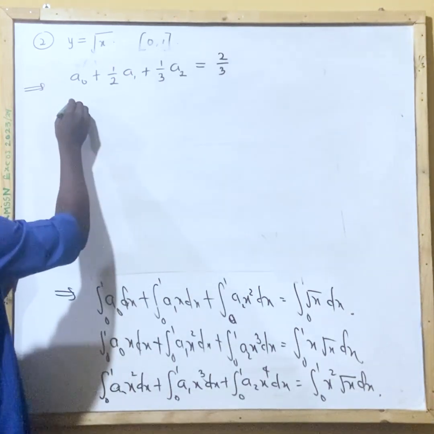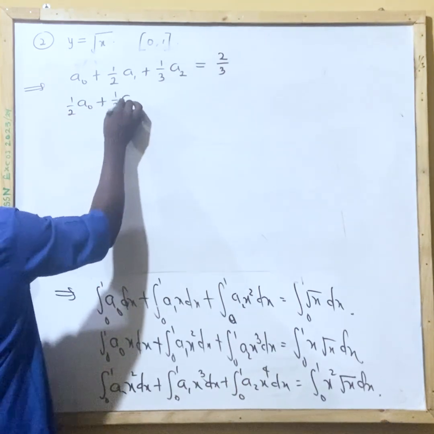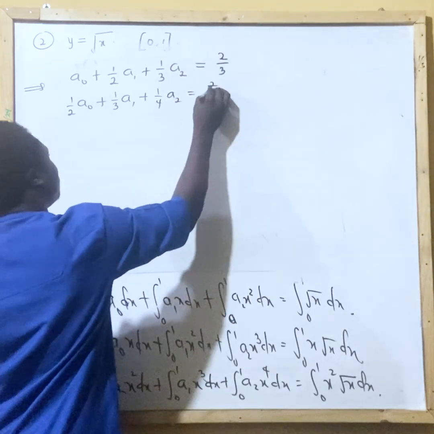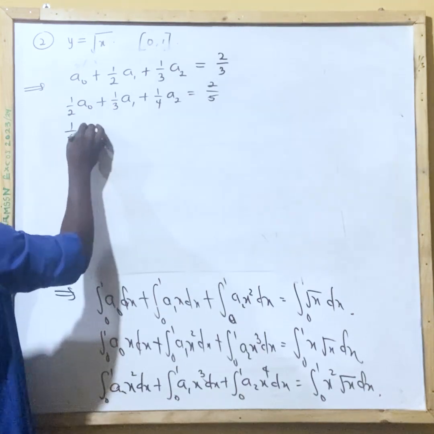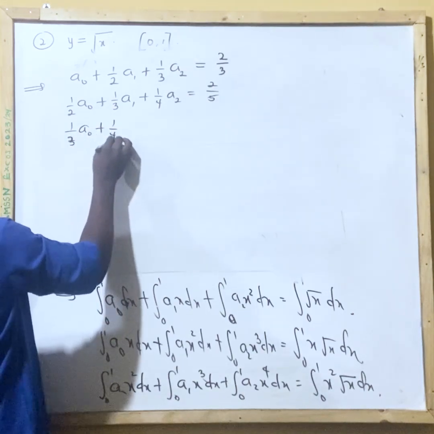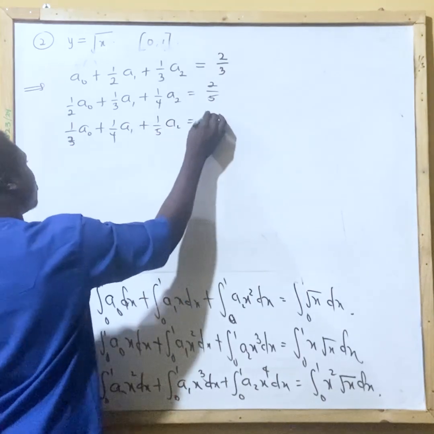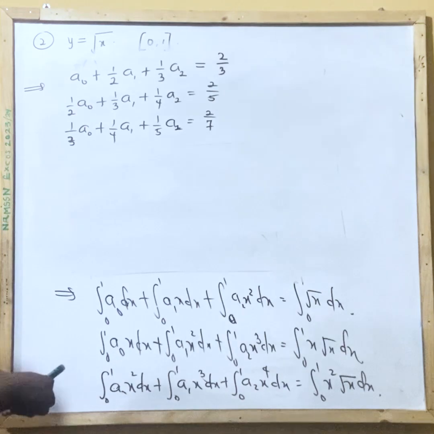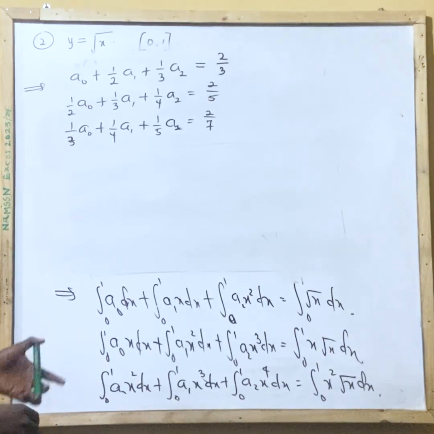Next line, I have this to be 1 over 2 a naught plus 1 over 3 a1 plus 1 over 4 a2 equal to 2 over 5. The last line, 1 over 3 a naught plus 1 over 4 a1 plus 1 over 5 a2 equal to 2 over 7. Okay, so we have our equations, and then we want to solve simultaneously. So we are solving for a naught, a1, a2.